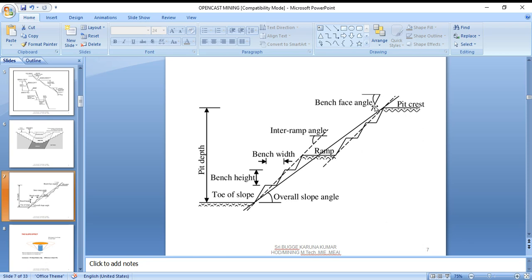So bench crest, bench face angle, each bench has its own angles. Inter-ramp angles are also there. Bench width is also given here. This is the bench height. So overall, this is the bench width and this is the height. To get the volume of the bench for explosive blasting and material disconsolidated calculation purposes, we require these parameters.